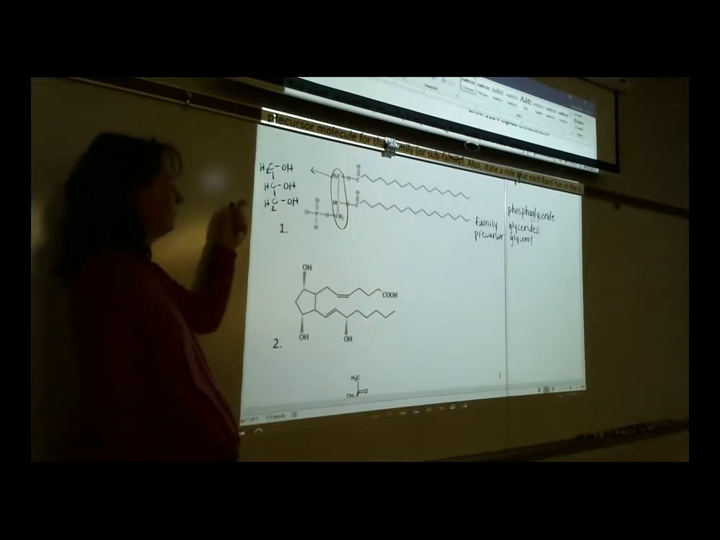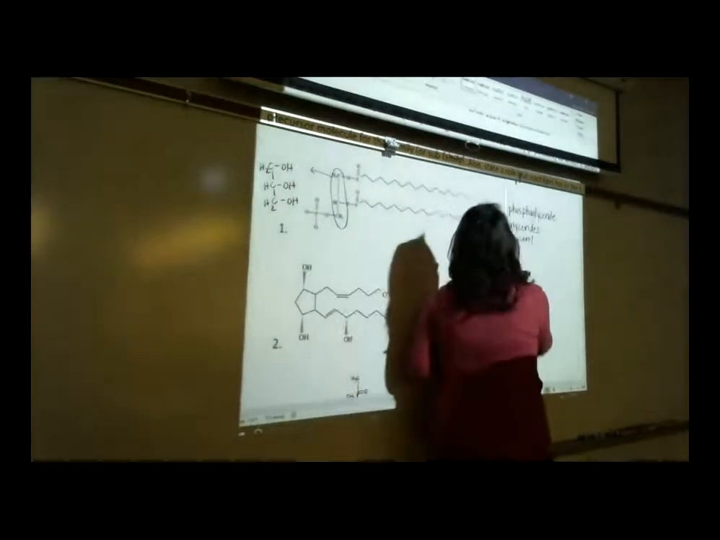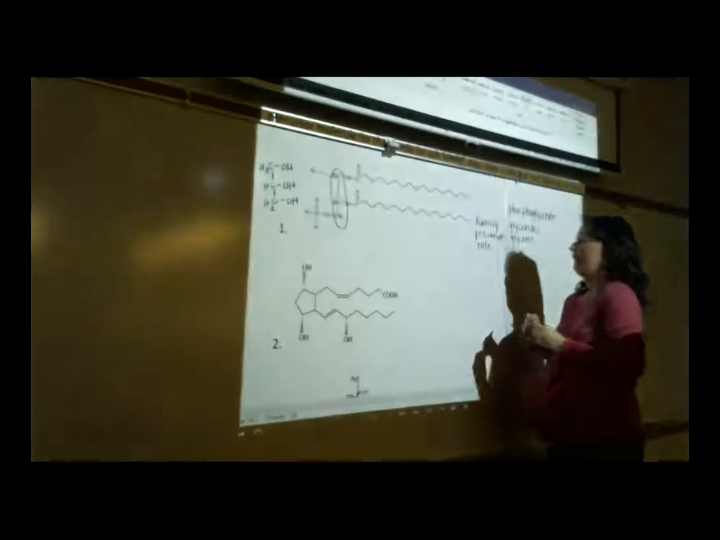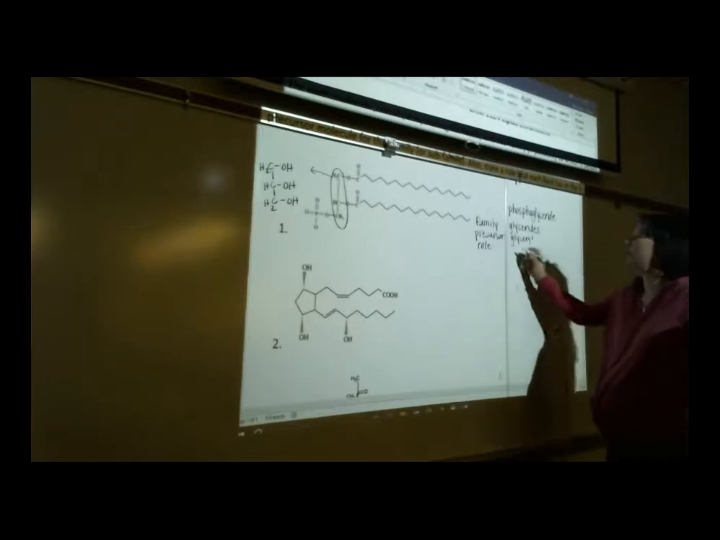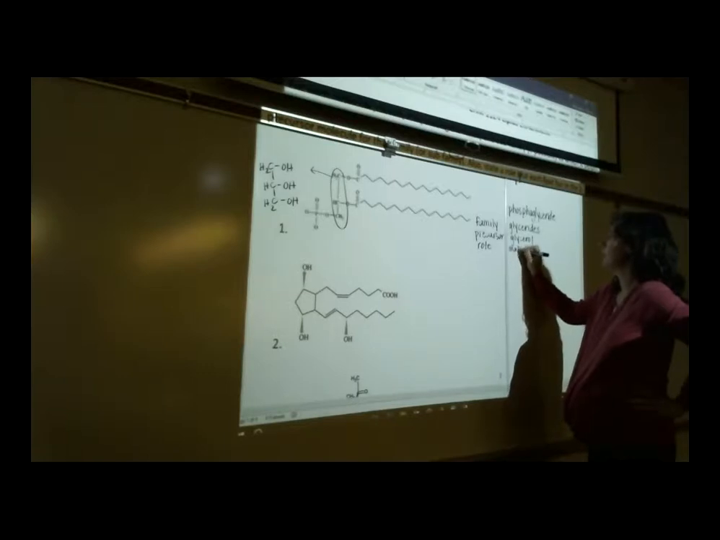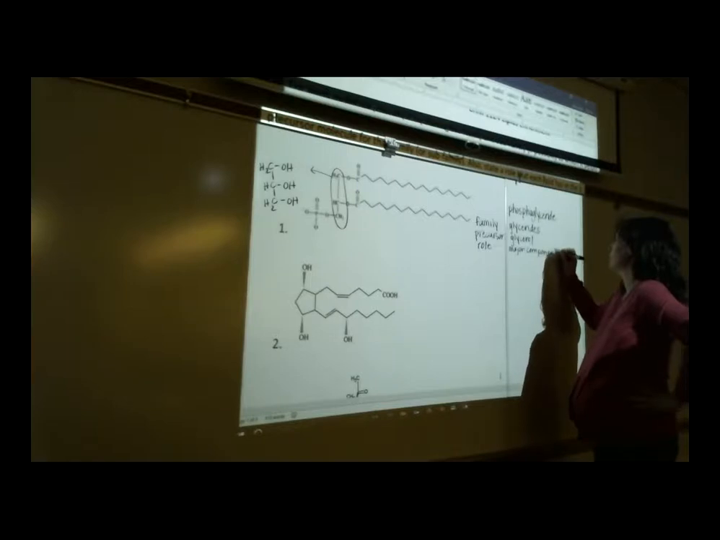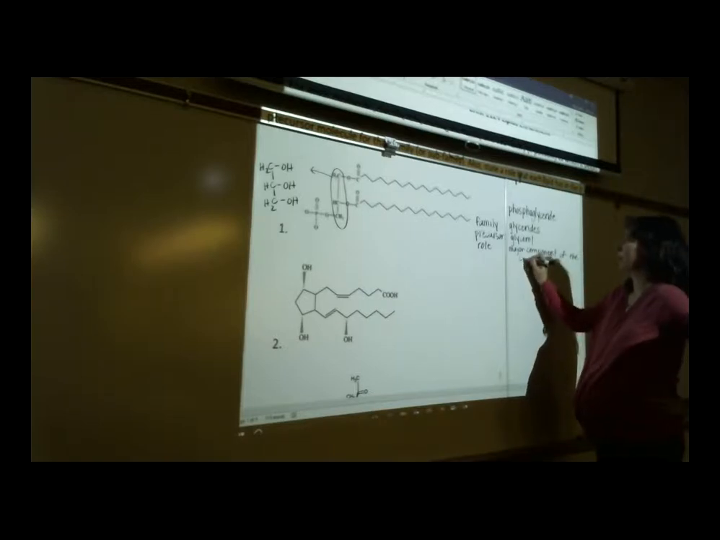Do you remember that? And then for a phosphoglyceride, where would you find it in nature? What's something significant about it? It's got a very important role to us. It's a major component of the what? What'd you come up with? Cell membrane.